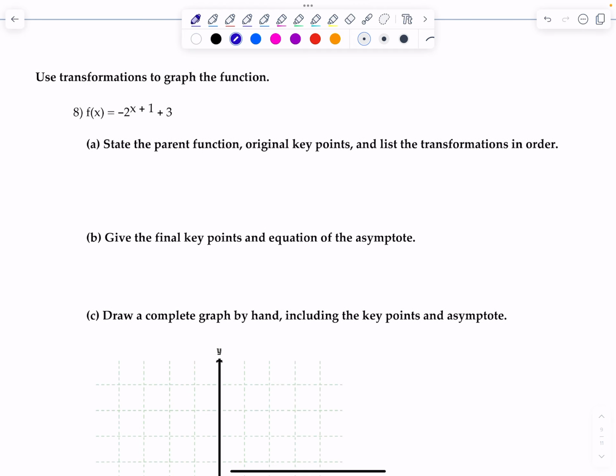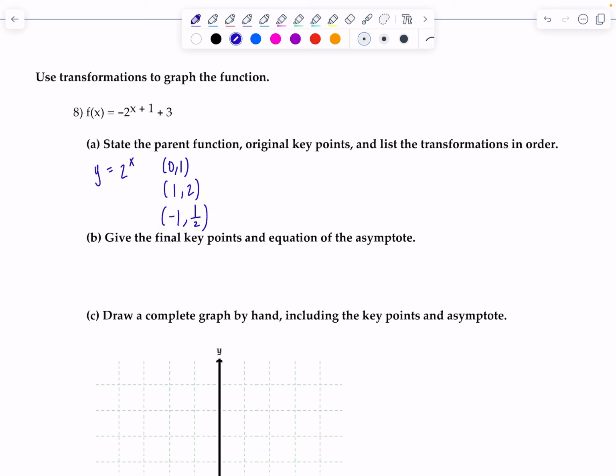Use transformations to graph the function. f of x is -2 times 2 raised to the x plus 1, so this is an exponential function, plus 3. State the parent function, original key points, and list the transformations in order. The parent function is y equals 2 to the x, not -2 to the x. The base is never negative. If you see a minus sign, then that's a reflection. That's part of your transformations. And the original key points on an exponential function that I have them use are 0, 1, 1 comma a, where a is the base. So 1 comma 2, and then -1, 1/2.